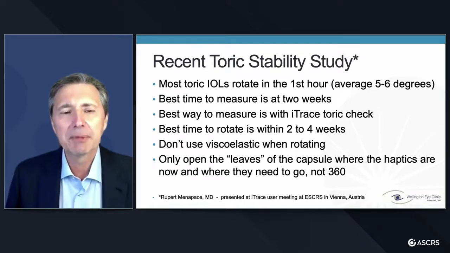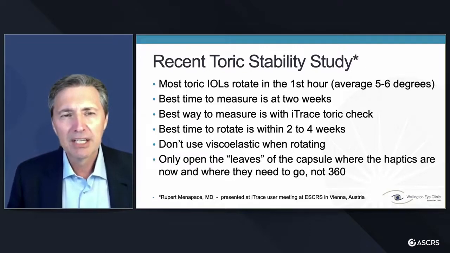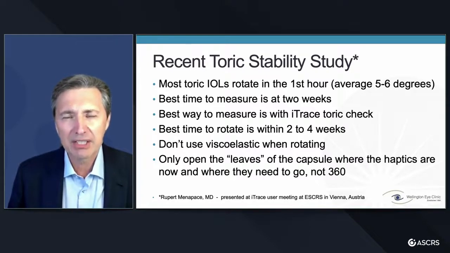A recent study by Rupert Menapace from Austria showed that most toric IOLs rotate in the first hour post-surgery, normally by 5 to 6 degrees on average. The best time to measure is 2 weeks. The best way to measure is with the iTrace toric check. The best time to rotate is within 2 to 4 weeks following surgery.